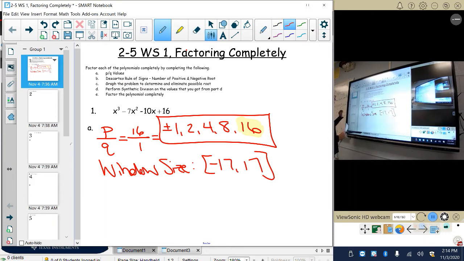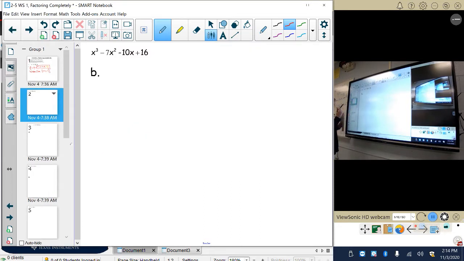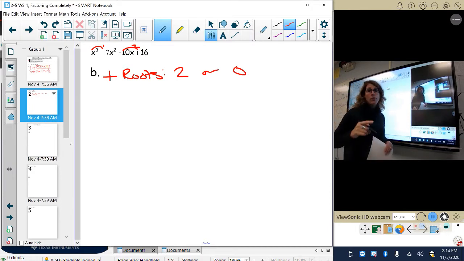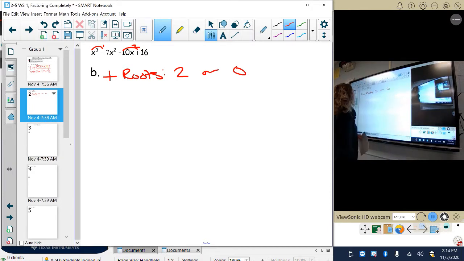Now, if I'm doing p over q, I now want to go ahead and do Descartes. So Descartes says that I'm going to count the sign changes. So if I want my positive values, I have positive to a negative, here's 1, negative to a negative, nothing, negative to positive, there's 2. So my positive is going to be 2 or 0, because remember, how am I getting the 0? I'm subtracting 2, okay? Then I'm going to do f at negative x.